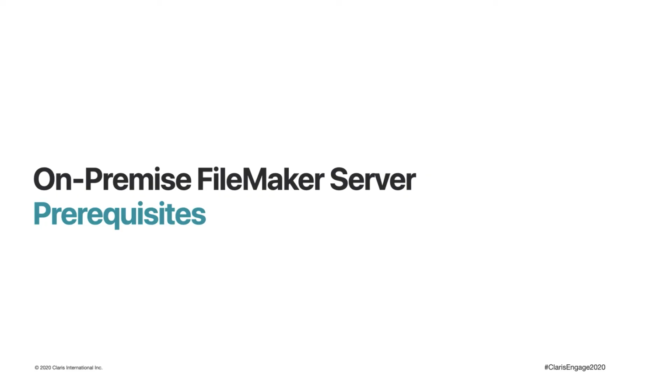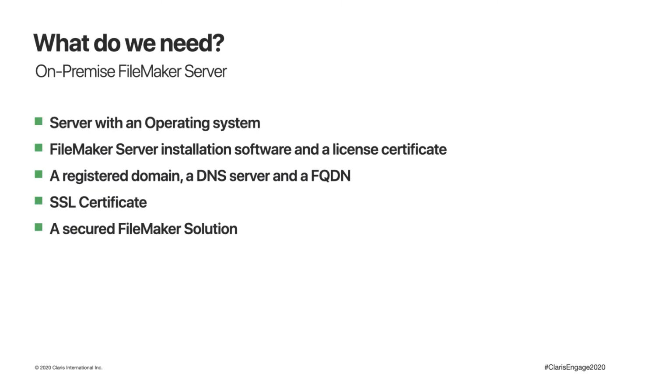Erik has chosen to deploy his solution in a data center, and he's now preparing the installation of the FileMaker server. What does Erik need? Erik needs a server with an operating system, FileMaker Server installation software and license certificate, a registered domain name, a DNS server, and an FQDN, which is the fully qualified domain name, such as filemaker.clipfactory.com. He will need an SSL certificate linked to that domain name and a secured FileMaker solution.